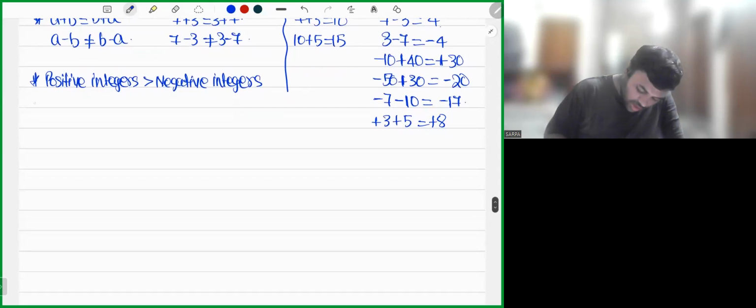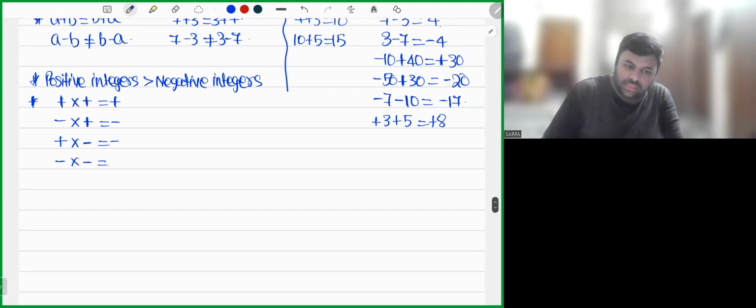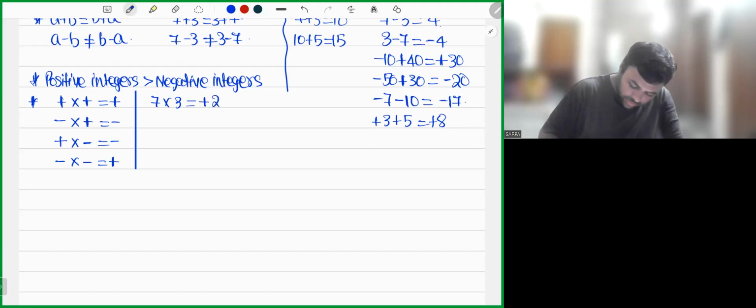Next step. If plus is multiplied with plus, we get plus symbol, my dear friends. If minus is multiplied with plus, you will get minus symbol. If plus is multiplied with minus, you'll get minus symbol. If minus is multiplied with minus, you'll get plus symbol. Okay. Like say, for example, I'm having 7 into 3. Nothing is there means you'll take plus symbol, right? Plus into plus is plus. 7 into 3 is 21.